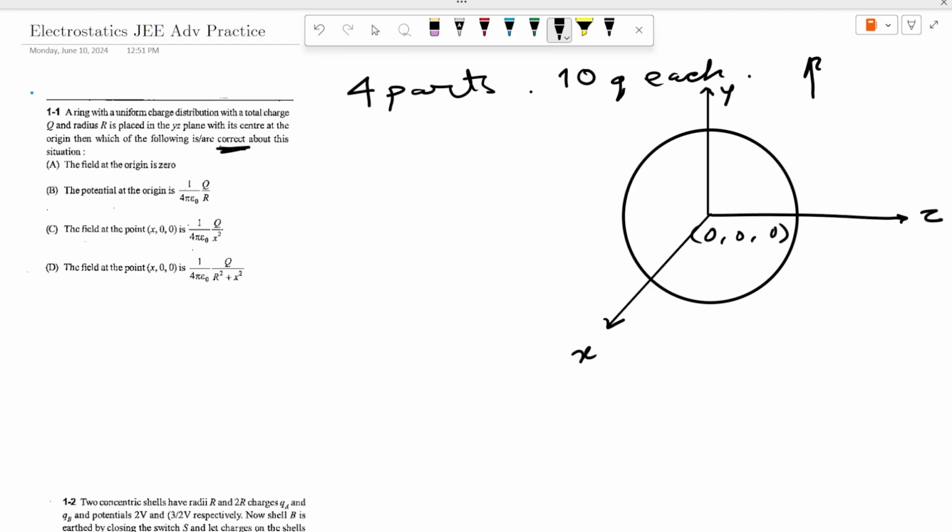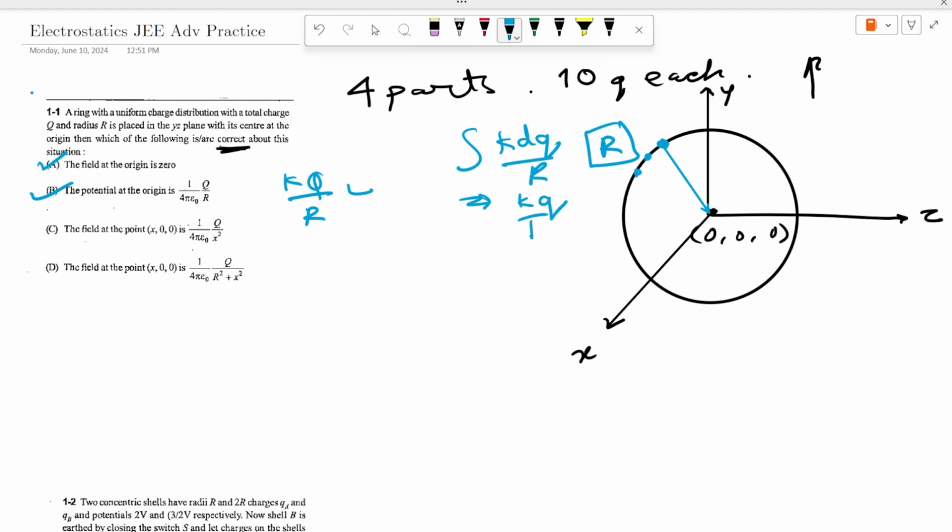So the field at origin is going to be 0. Yes, that is true because the center is at origin. So I think we can just mark this off. The potential at origin is going to be kQ by R. Yes, it is also true because by symmetry we know that all these infinitesimally small point charges are at a distance R. So when we integrate k dq by R, we get kQ by R. This is how we remember this result.